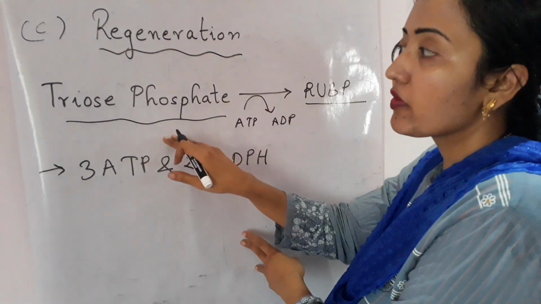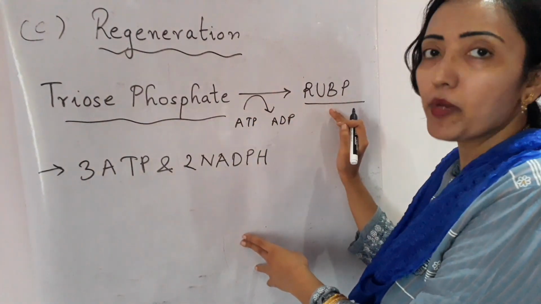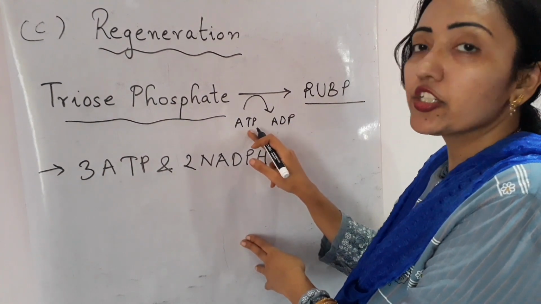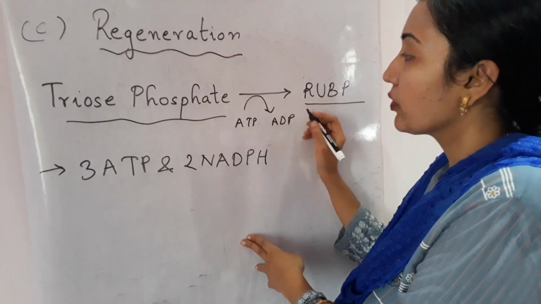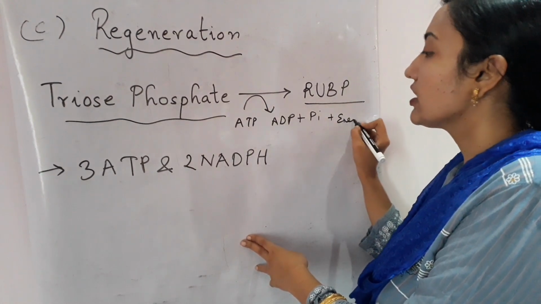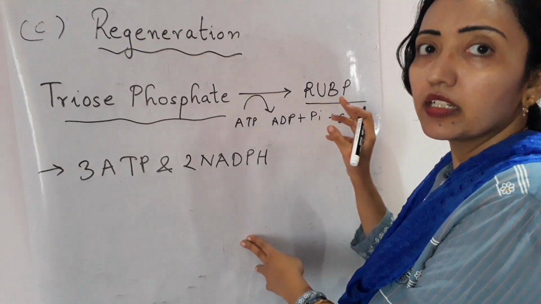Triose phosphate undergoes regeneration to form RUBP. Again here ATP is broken. The energy of ATP is utilized. ATP is broken to form ADP plus phosphate plus energy, and this energy is used for this reaction.